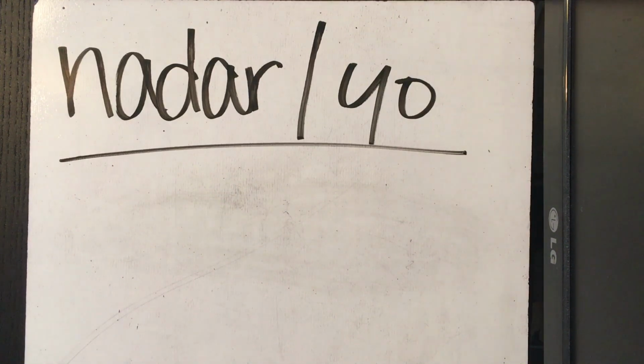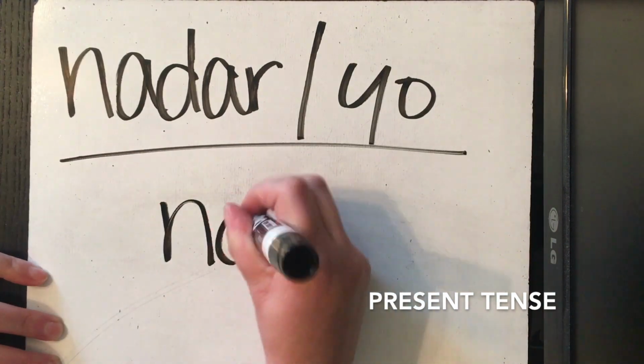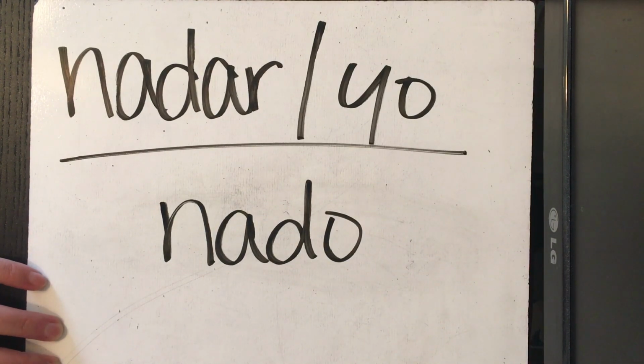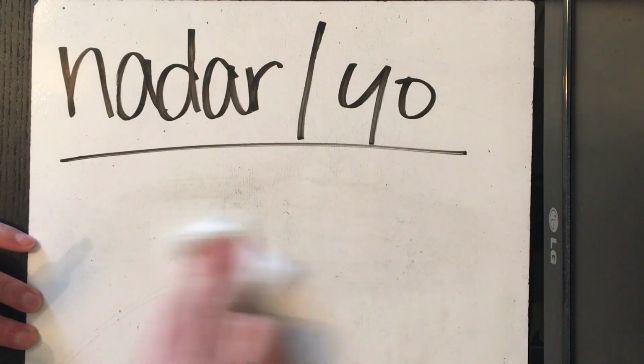Today we are going to be conjugating nadar in the yo form in all 12 tenses. Starting off with the present tense. Present tense is what we learned in Spanish 1. So nadar means to swim. This is just saying I swim. So that's yo, nado. For the sake of saving a little bit of time, I'm not going to write yo in front of all of these, but you of course could. So nado is the yo present tense, I swim.